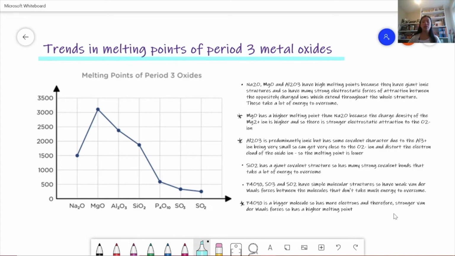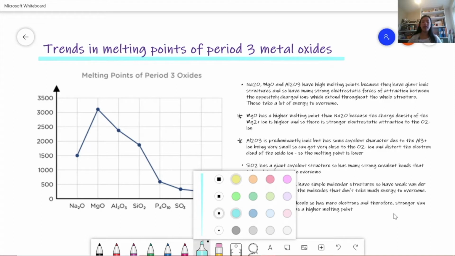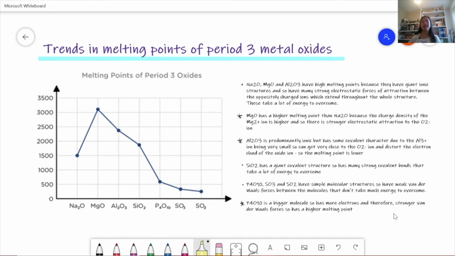So the metal oxides are formed when we react the period 3 metals with oxygen. And so here is the graph of the melting points. Sodium oxide, magnesium oxide, and aluminium oxide all have very high melting points. This is because they are all giant ionic structures, because it's a metal and a non-metal bonding together. And so they have many strong electrostatic forces of attraction between the oppositely charged ions, and these extend throughout the whole structure. These kinds of forces take a lot of energy to break, and so their melting points are really, really high.